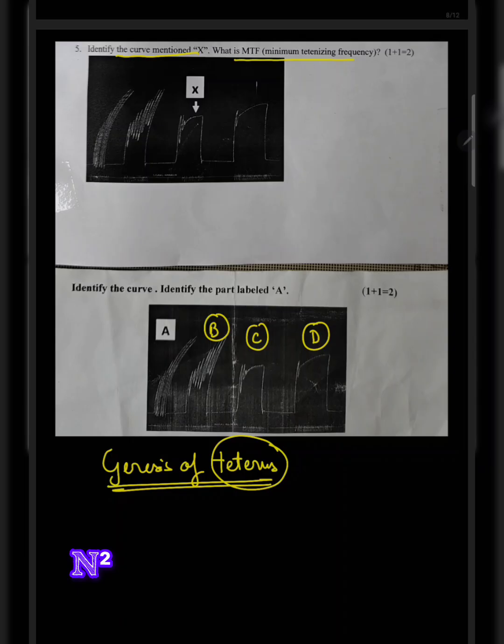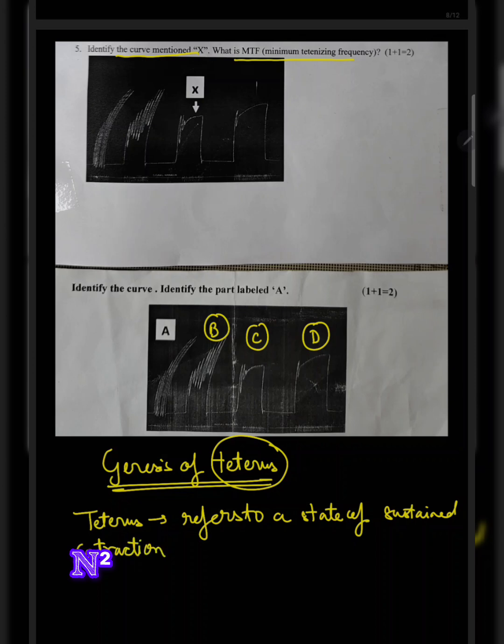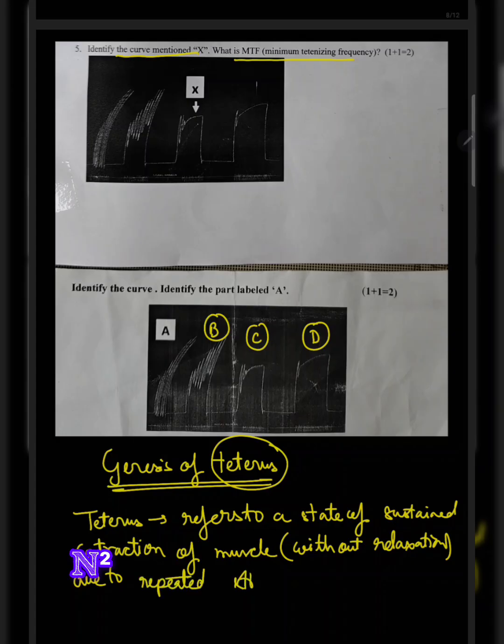So the definition of tetanus is, tetanus refers to a state of sustained contraction of muscle without relaxation due to repeated stimulation.